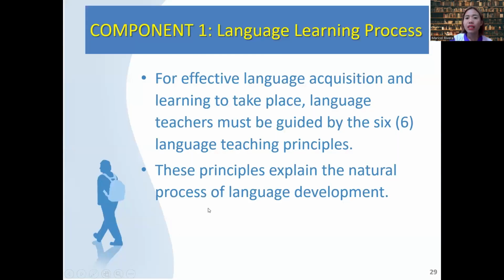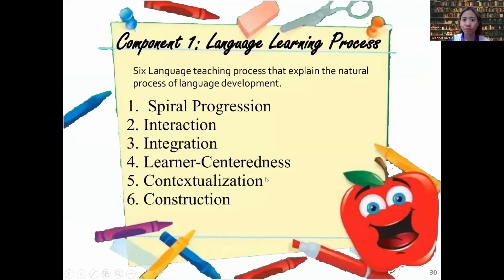And component 1, for effective language acquisition and learning to take place, language teachers must be guided by the 6 language teaching principles. So these principles actually explain the natural process of language development. Now, the language learning process under component 1. So we have the 6 language teaching principles that explain the natural process of language development. We do have spiral progression, interaction, integration, learner-centeredness, contextualization, and construction, where students would be able to create something.